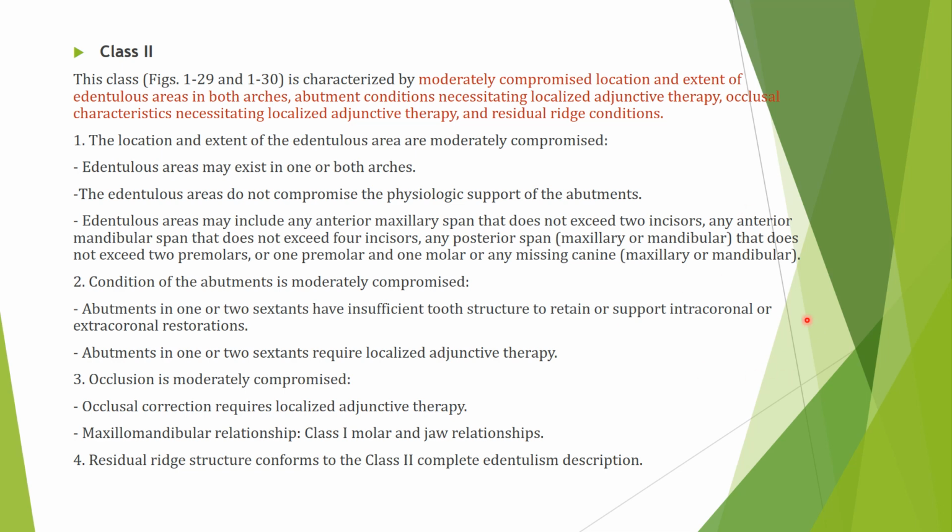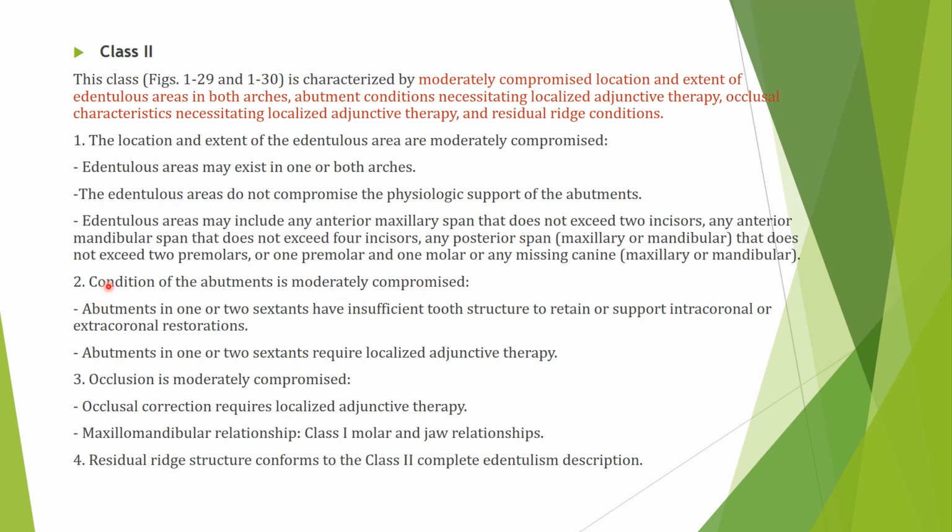Coming to class 2, so here there will be a moderately compromised location or extent of the edentulous area in both arches. Abutment conditions will have localized adjunctive therapy. Occlusal scheme may necessitate localized adjunctive therapy and residual ridge conditions, right? So both arches will be compromised here.